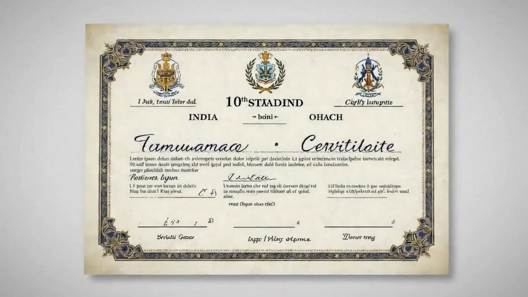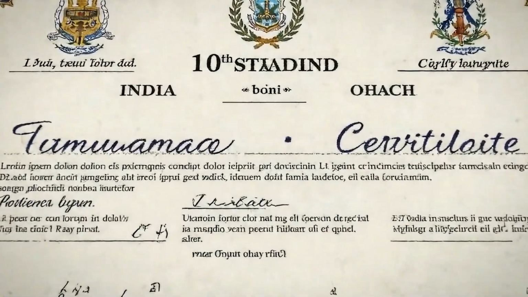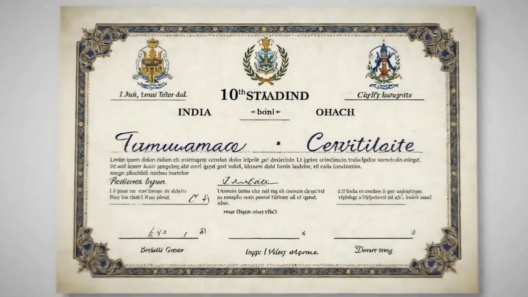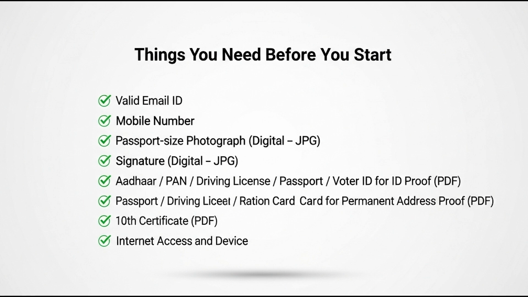The last prerequisite is the 10th certificate. It is mandatory. It should be in PDF format and maximum file size is 200 MB. To make the process faster, be sure to keep all these documents ready before you start.